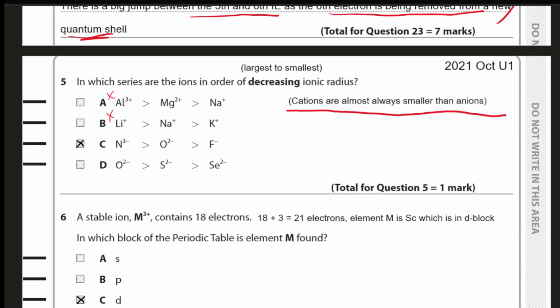Now if you compare the anions down here, among nitrogen, oxygen, or even sulfur, we can see that nitrogen gains the most number of electrons since it's an anion, so the repulsion will be greatest down here. So this will have the largest ionic radius, then secondly the O2 minus, and lastly the fluoride ion will have the lowest ionic radius among these three anions. So we can say that C will be our correct answer.